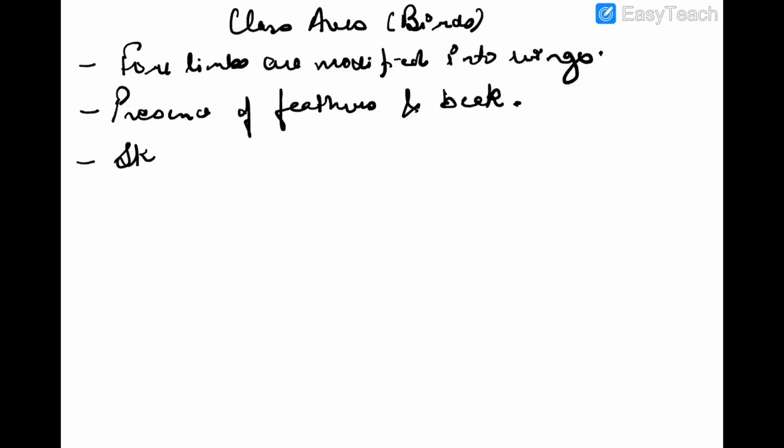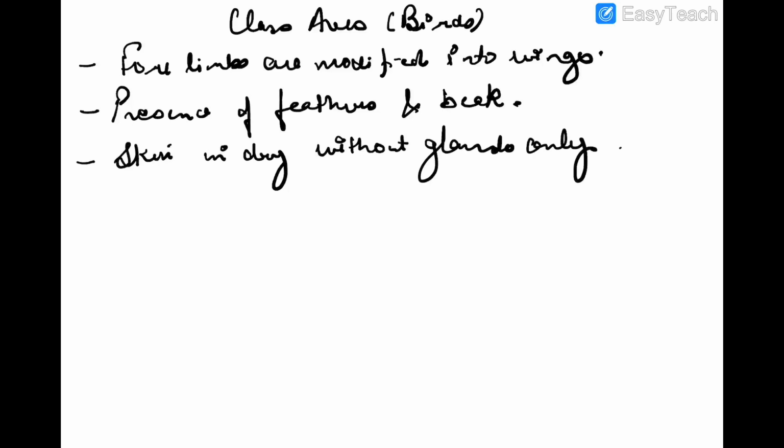Skin is dry without glands. No sweat glands are present. Only an oil gland is present at the base of the tail.